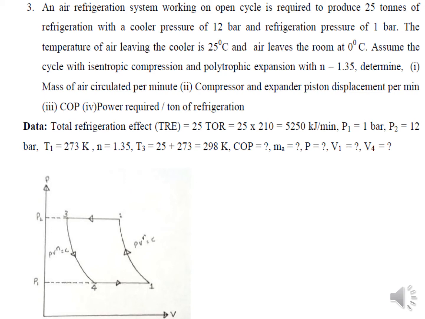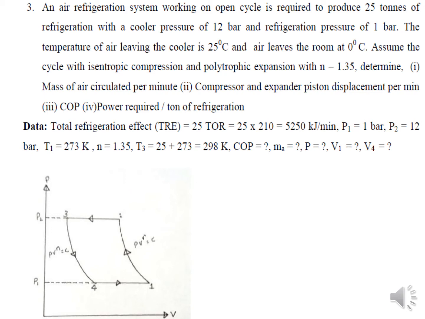Assuming the cycle with isentropic compression and polytropic expansion with n equal to 1.35, determine mass of air circulated per minute, compressor and expander piston displacement per minute, COP, power required per ton of refrigeration. So here these things are very important.